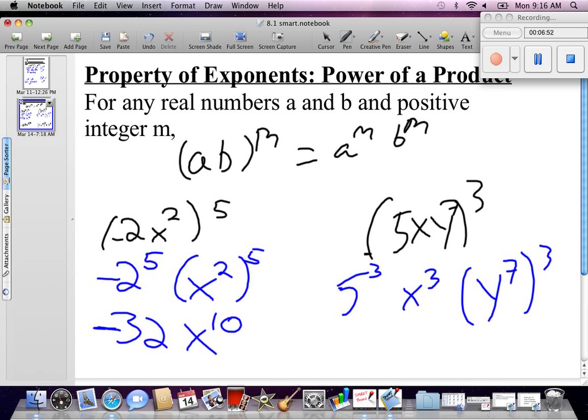5 times 5 times 5, you can just put that in your calculator, or 5 caret 3, and you get 125. X to the third stays the same. Y to the 7th to the third, you should have y to the what? 21st. We multiply them together. Good. Is this rule starting to make sense? Well, let's try some more then.